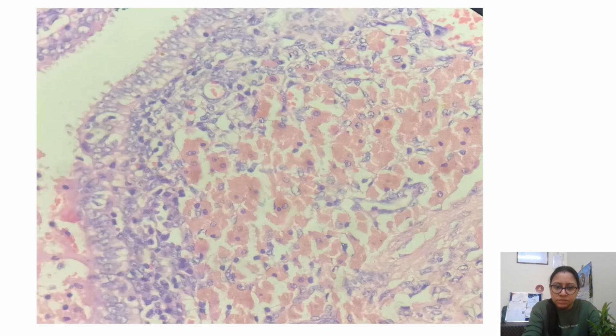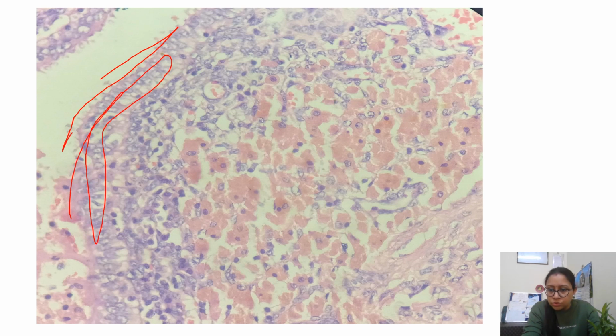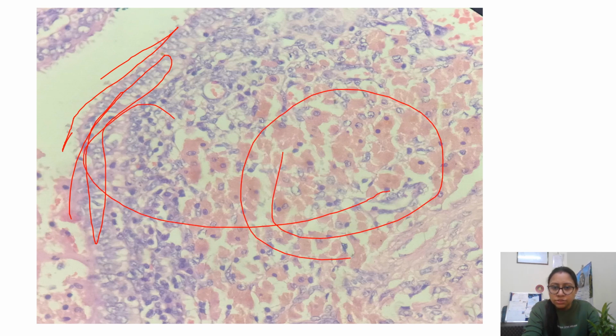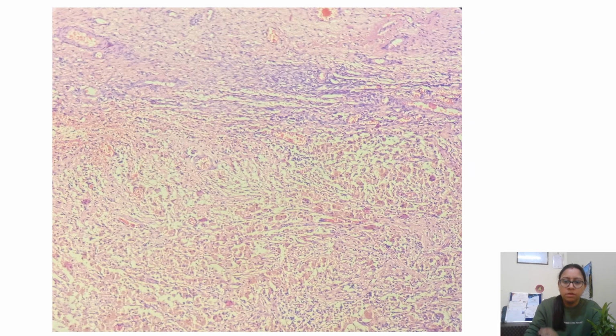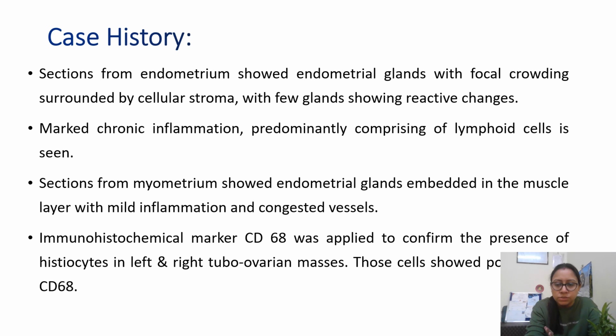One more high power view. This is the ciliated epithelium, you can see the cilia. Then this is the single-lined cuboidal to columnar epithelium with pseudostratification. And here we are seeing whole sheets of histiocytes. This section was from the ovary, and the ovary also showed the same sheets of histiocytes. These histological findings were seen in both ovaries and both fallopian tubes. So it is bilateral xanthogranulomatous salpingo-oophoritis.